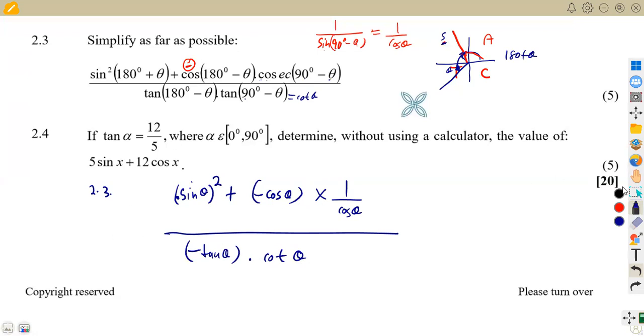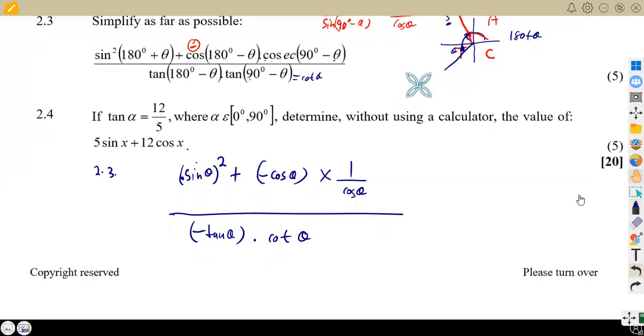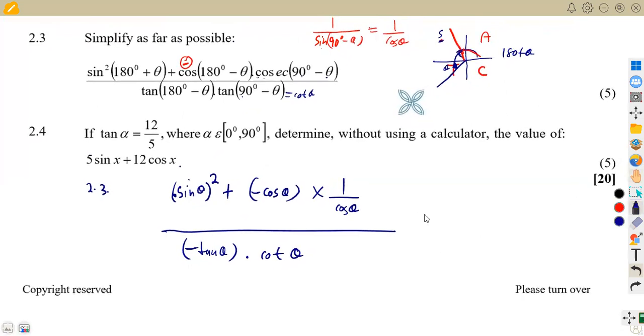Take note, the question is for us to just simplify. From this stage, we can even cancel some of the things. You've got sine times minus sine, so minus becomes a positive, giving positive sine squared theta. Here it's minus cos theta over 1, so cos and cos will cancel. That means we are left with negative 1 times 1, that's negative 1, everything over negative tan times cot.